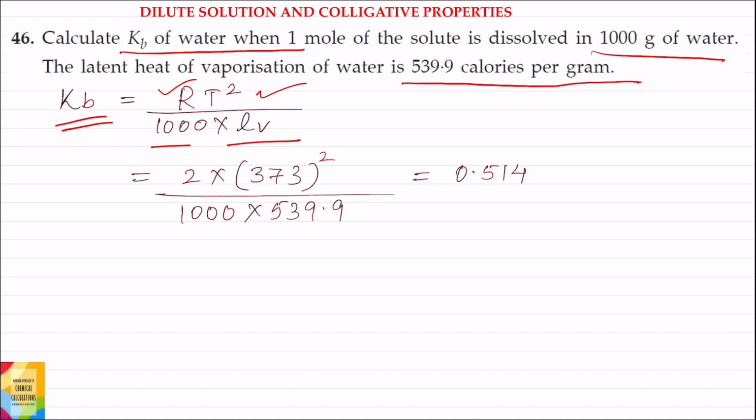अब latent heat of vaporization में जो heat की unit use हुई है वो है calories. So R की value हम calories में लेंगे. So it will be 2 into T, where T is the boiling point of pure water. तो boiling point of pure water है 100 degree centigrade, which in kelvins will be 273 plus 100 and this is equal to 373 Kelvin. So T square will be 373 square divided by 1000 into latent heat of vaporization is given as 539.9. Solving, value of Kb will be equal to 0.514.